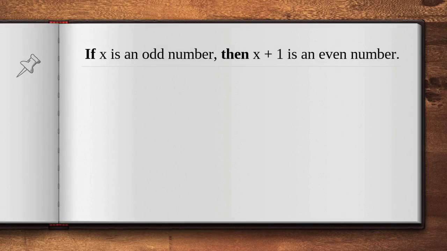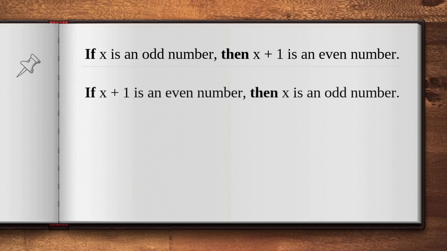Okay, how about this one? If x is an odd number, then x plus 1 is an even number. That is our given conditional statement. What if we reverse it? Not reverse, we interchange the position of the hypothesis and the conclusion. So when we say interchange their position, the conclusion becomes the hypothesis and the hypothesis will become the conclusion. So, if x plus 1 is an even number, then x is an odd number.